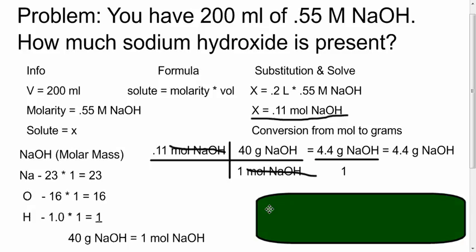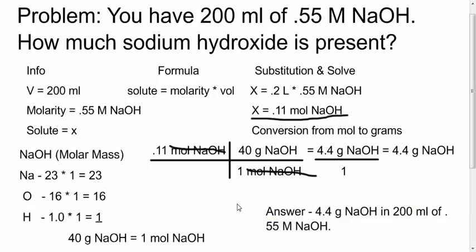Therefore, my answer is 4.4 grams of NaOH in 200 milliliters of 0.55 molar NaOH. I thought the decimal should be right here. Just add another decimal right there. And you can X that one out.